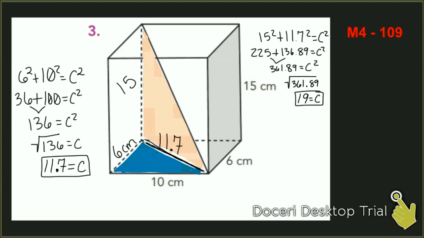So our final answer for our side C is going to be 19 centimeters. And there's our final answer. And we have just figured out our diagonal line.